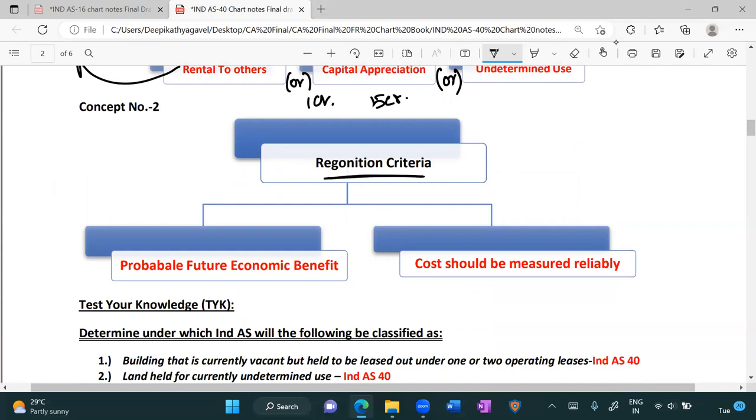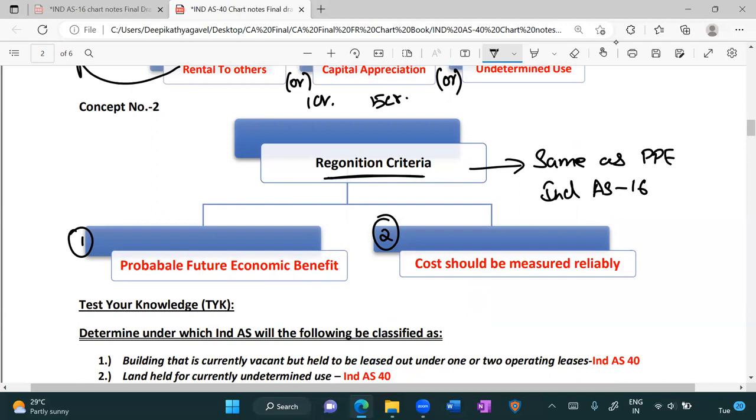The second concept is the concept of recognition, right? When will I recognize this investment property in my books? So this recognition principle is the same as that of PPE, as of IND AS 16, right? So it also says that there are two conditions. The first condition is what? There should be a probable future economic benefit out of that property. This is a very irrelevant point actually, because if I'm a rational businessman, I will definitely not purchase an asset if I do not see a probable future economic benefit. Right? So anyway, this point should exist.